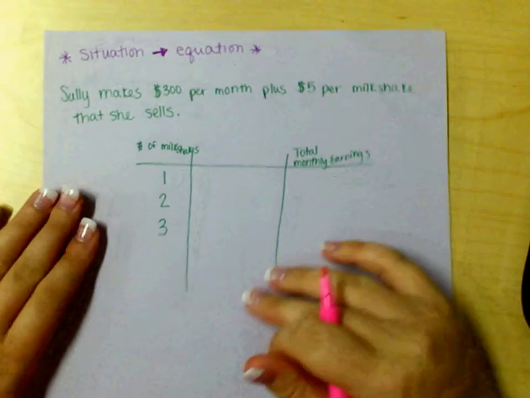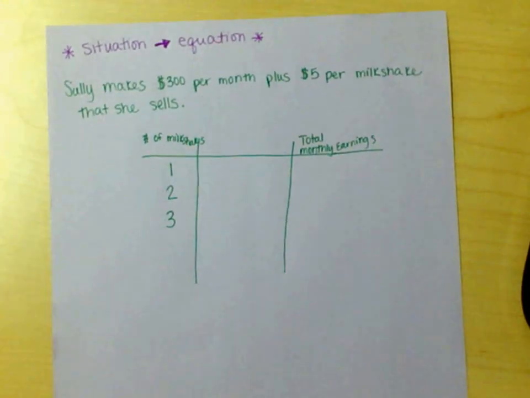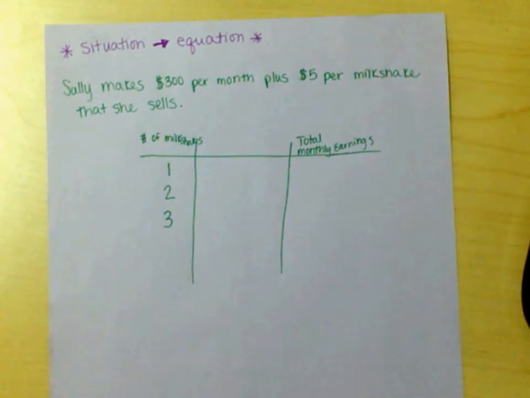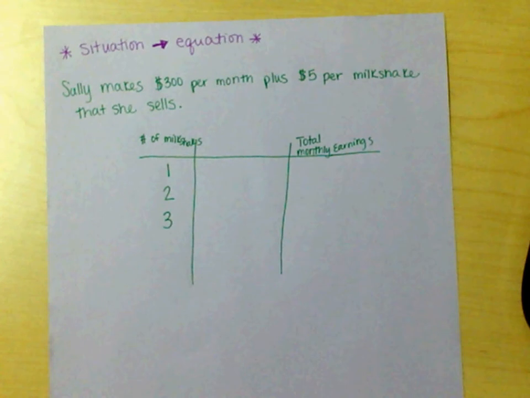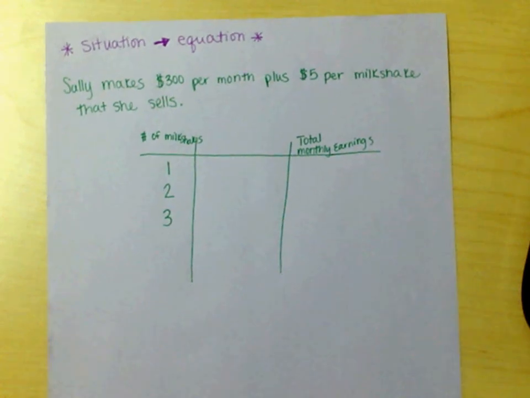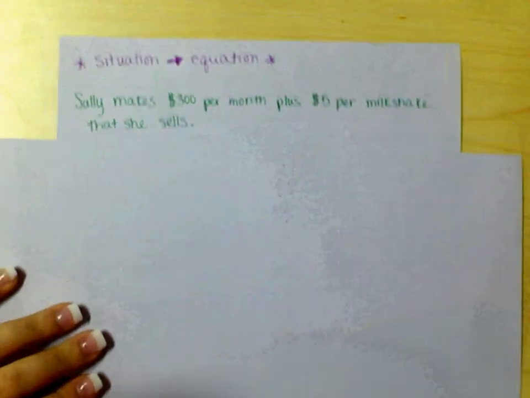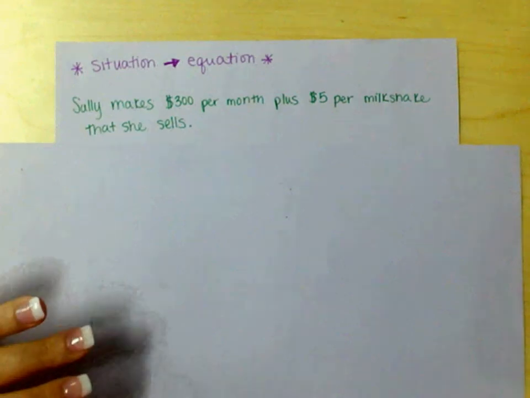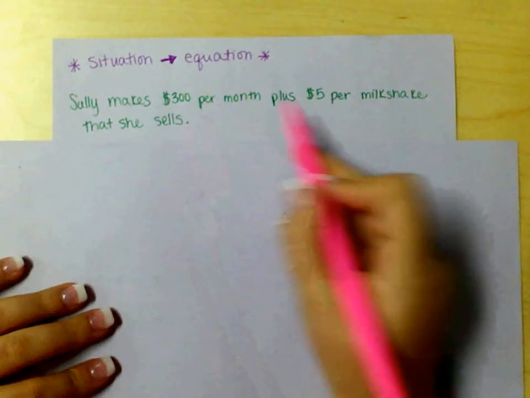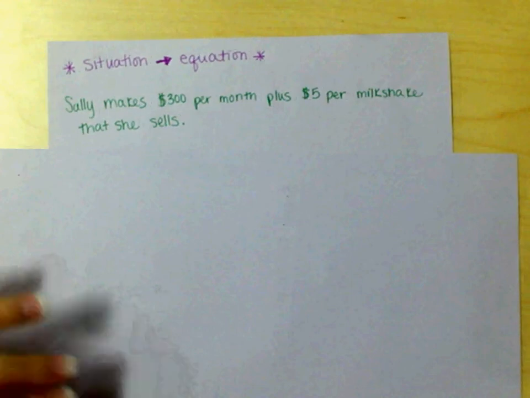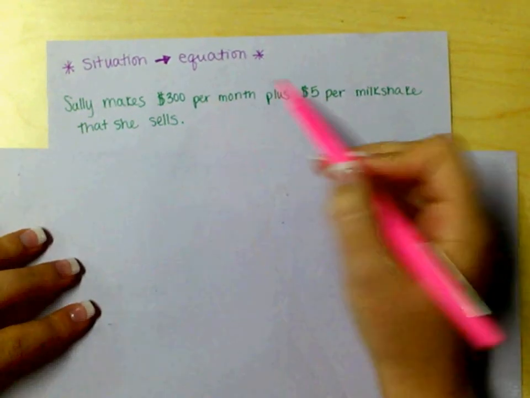The last thing that you're going to have to know for tomorrow is to take a situation and turn it into an equation and really understand what's going on here. So in this situation that I wrote, Sally is making $300 per month plus $5 per milkshake that she sells at some restaurant or whatever. If I were just to give you this, you would really not know if the 300 is my coefficient or the 5 is my coefficient because it's $300 per month or $5 per milkshake.